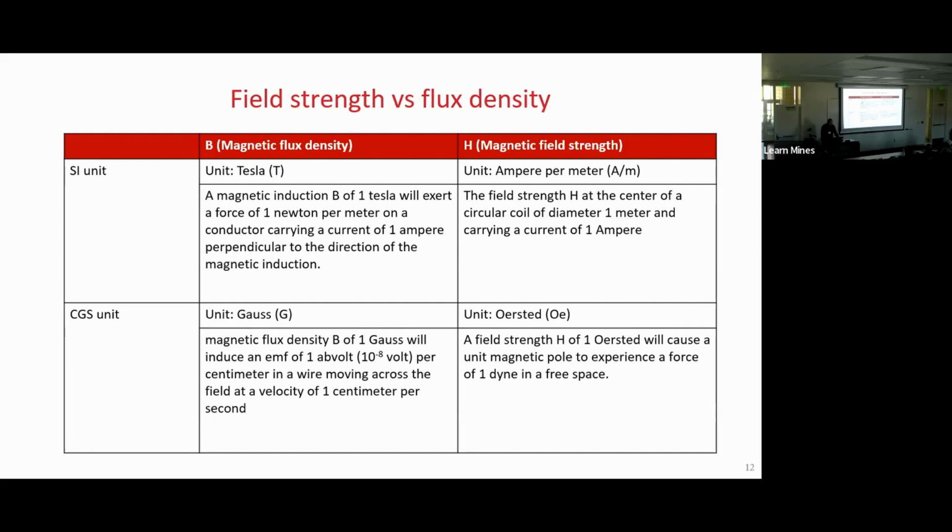Unit-wise, you'll hear about Tesla, Gauss, Oersted, you'll even hear about ampere per meter. So what are the relations? For the SI unit, the B, the flux density, you're using Tesla, and then for the field, you're using ampere per meter. In the CGS unit, for flux density you're using Gauss, and for the field, the unit is Oersted.